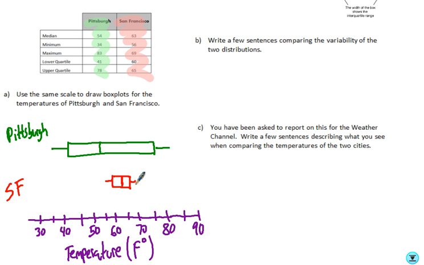All right, so let's compare the two. We drew the box plots. There are our box plots, we got our cities labeled, we got our units, so everything looks good there. Part B says write a few sentences comparing the variability. If we talk about the variability, what probably jumps out to you right away is that Pittsburgh is much more stretched out.